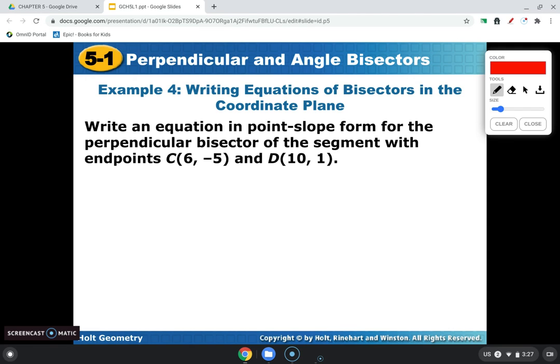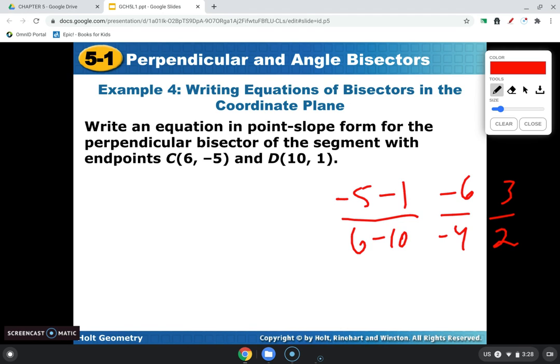Let's find the slope first. So I'm going to find my slope. 1 minus -5 over 10 minus 6 is 6 over 4, which would reduce to 3 over 2. Okay? But we are perpendicular. So perpendicular to 3 halves, it's -2/3. So we're going to use that slope of -2/3.